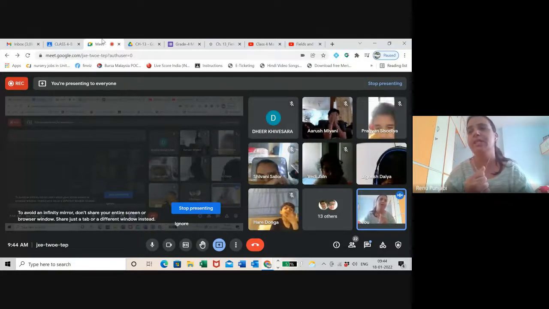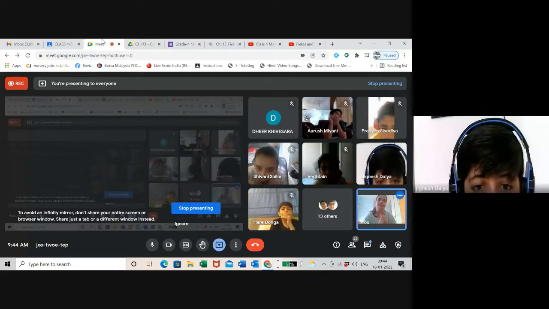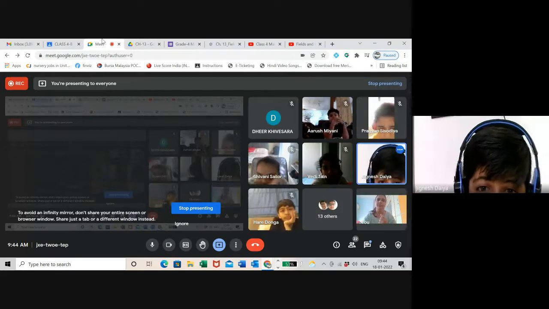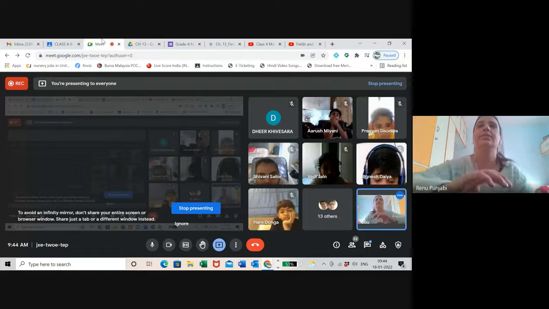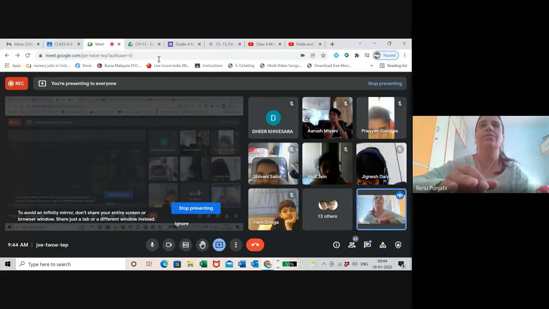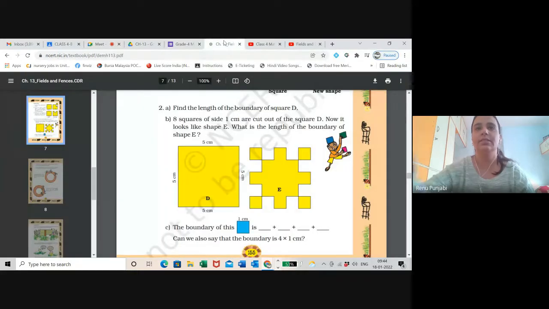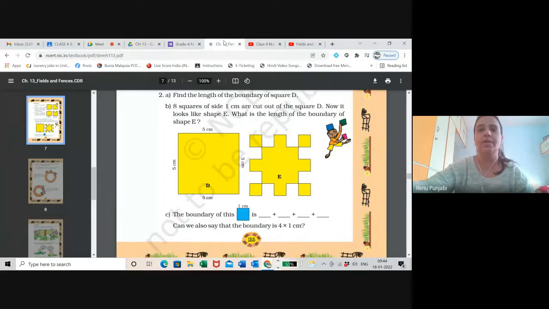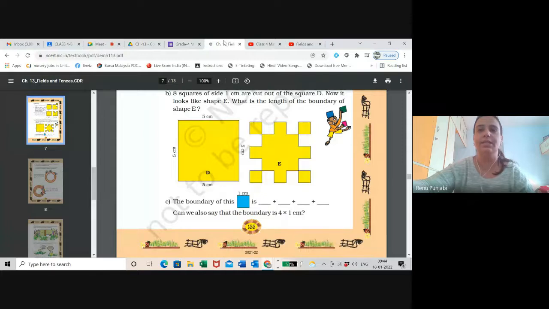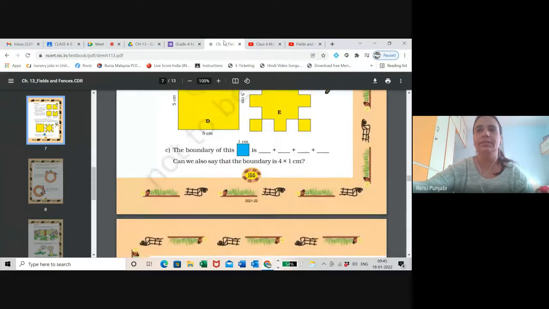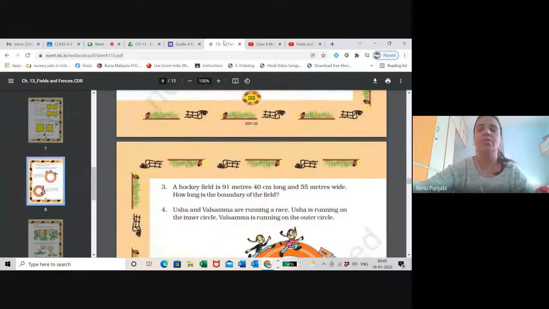Okay. Yes, please speak, Jignesh. Ma'am, I have done 9 squares. Yes, that is also okay because you have done it with the cut squares, right? The boundary of this 1 centimeter is this plus this plus this. Can we also say that the boundary is 4 multiplied by 1? Yes, ma'am. Now go to the next.